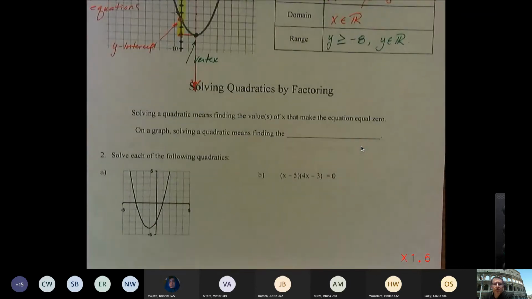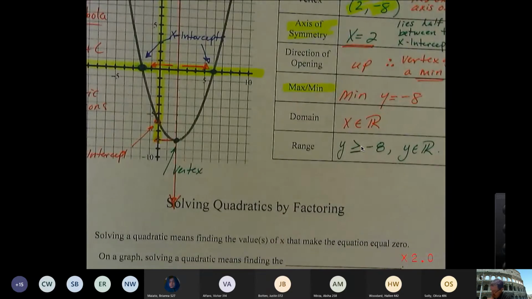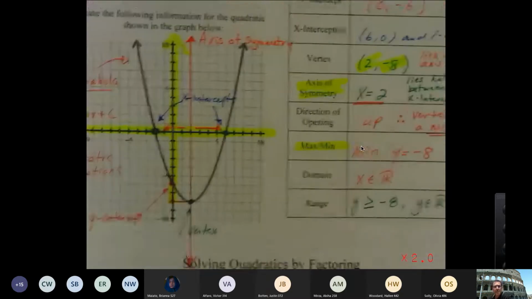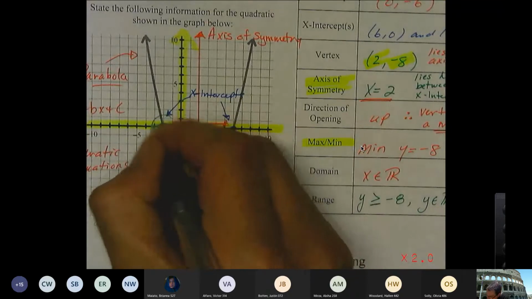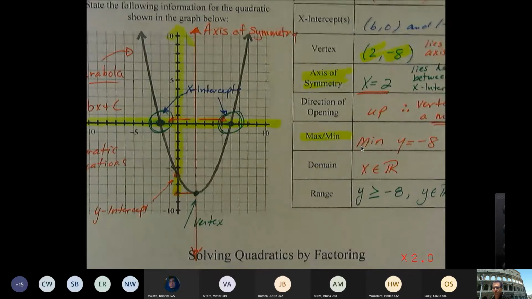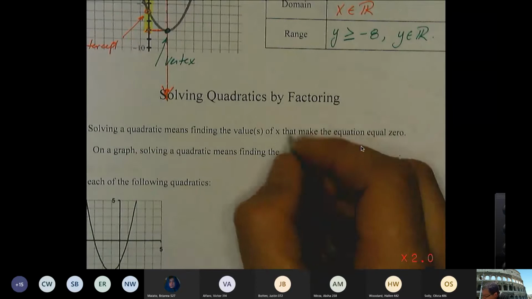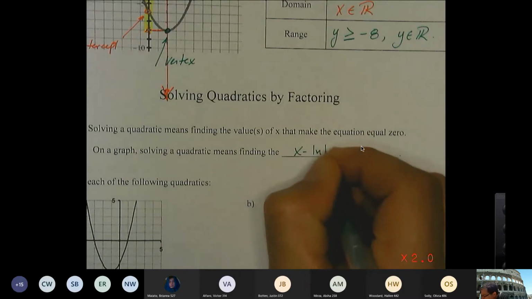Solving quadratics by factoring. Solving a quadratic means finding the value or values of x that make the equation equal to 0. So on a graph, solving a quadratic means finding all the values of x that make the equation 0. That's here and here. So on a graph, solving a quadratic means finding the x-intercepts.